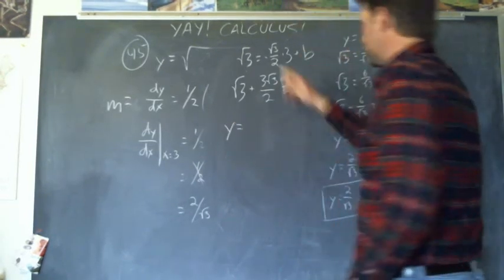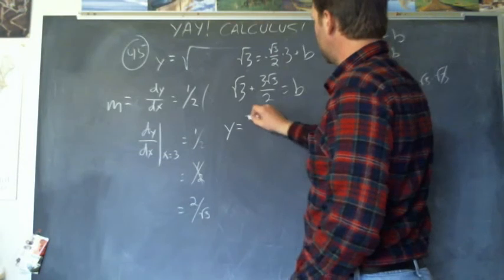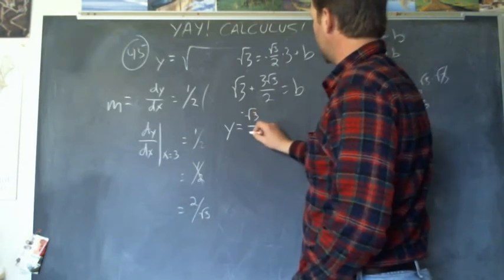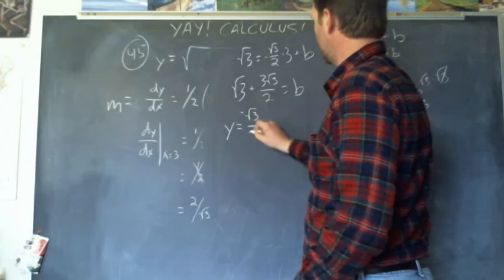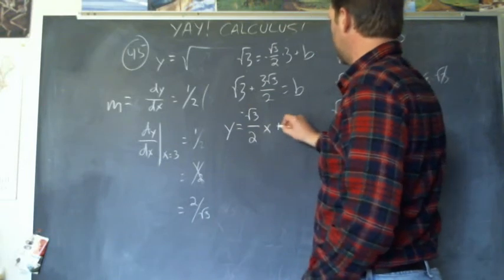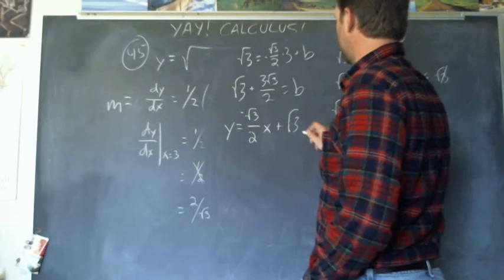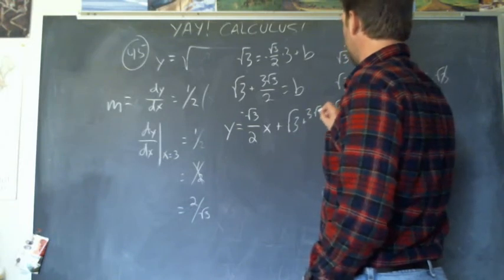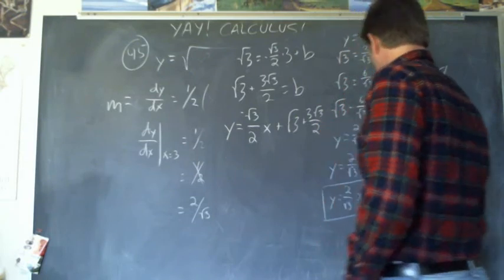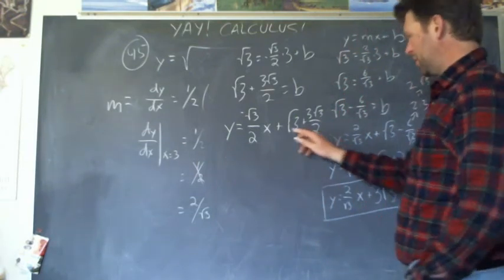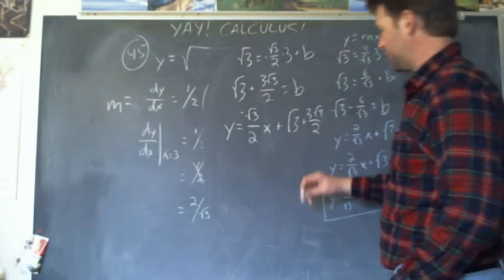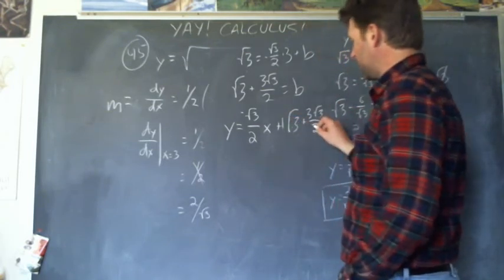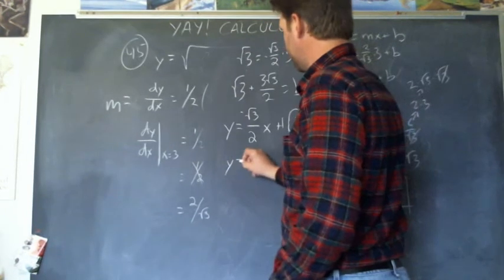And so our equation would be y equals, we use our normal slope, not the tangent slope, negative radical 3 over 2 x plus radical 3 plus 3 radical 3 over 2. And if these two went together, these two will go together too. That's really 3 halves radical 3. So that's 1 radical 3 and 3 halves radical 3, which makes 5 halves radical 3.